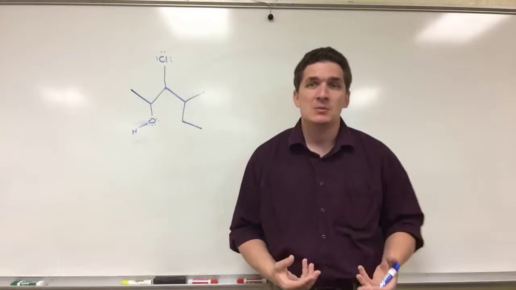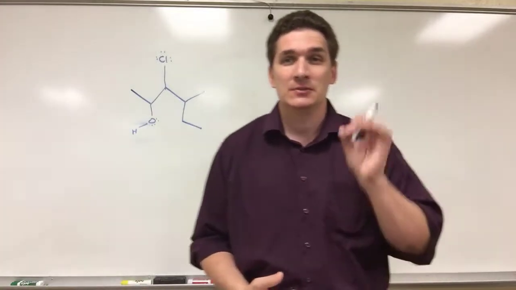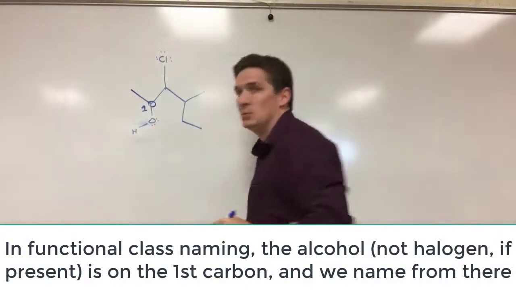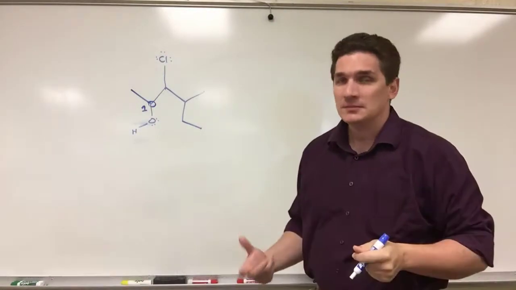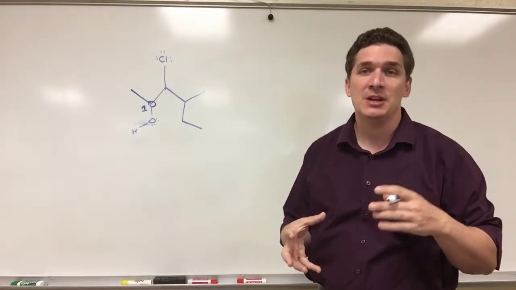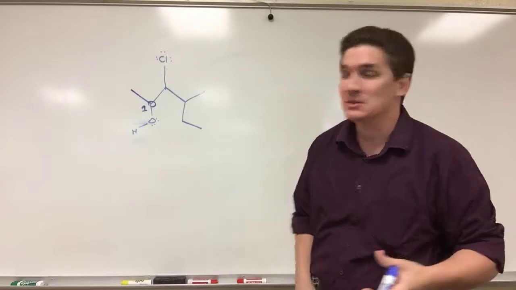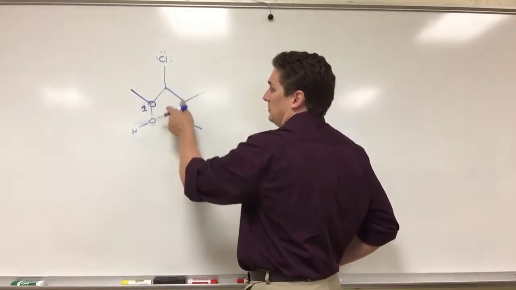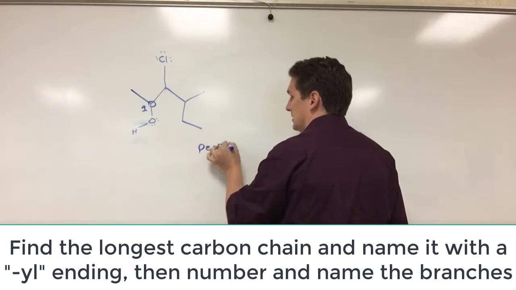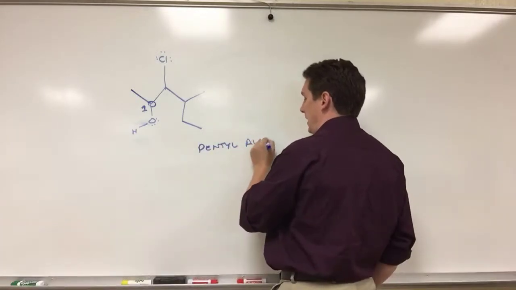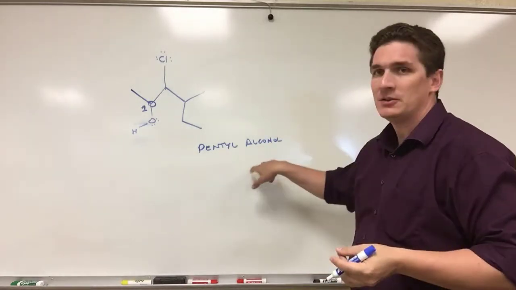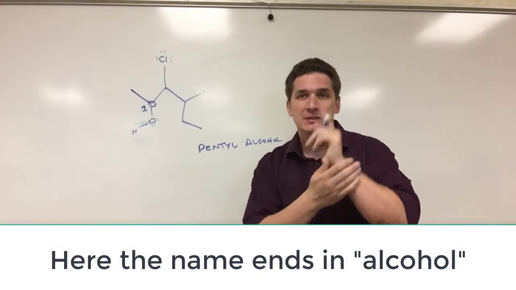In the functional class naming, what we're going to do is assume the alcohol is connected to the first carbon. So since the OH is here, this is carbon number 1. From there, we're going to find the longest carbon chain and name that carbon chain with a YL ending, so it's an alkyl substituent. So in this case, 1, 2, 3, 4, 5. This is pentyl alcohol. So by doing this type of naming, seeing this pentyl alcohol, this tells us that the alcohol is connected to the first carbon.